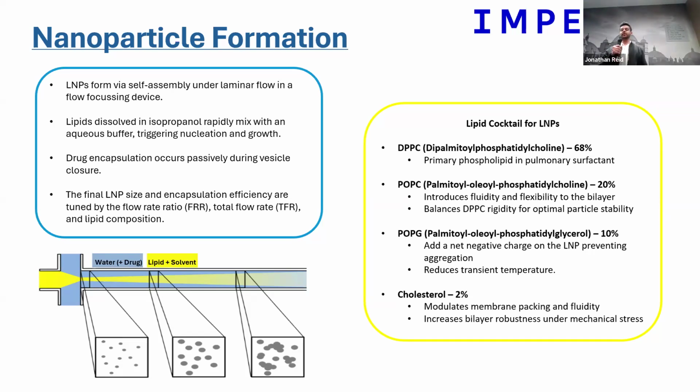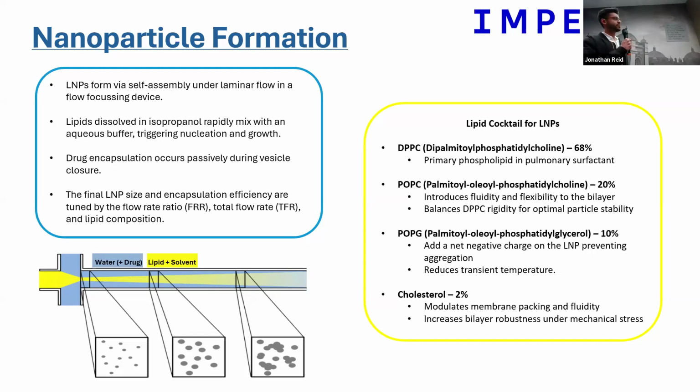So the main lipid that we're using is DPPC, which makes up about 68% of our mixture. And we use DPPC because it is the primary phospholipid in pulmonary surfactant in humans. On top of this, we use lipids such as POPC. This essentially makes DPPC's properties a little bit less rigid. If it's too rigid, we will not be able to aerosolize it later on. It will become too fragile. And essentially it introduces some fluidity.